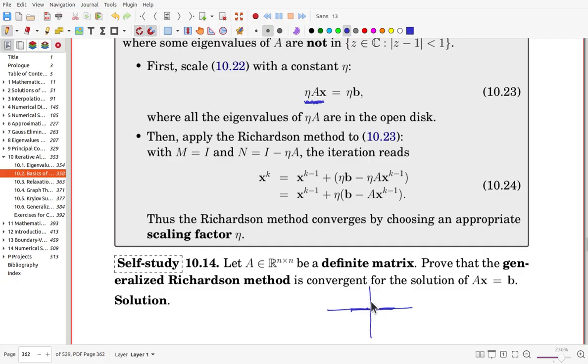Here, with the vertical axis in the complex plane, the eigenvalues are only on one side, either this side or the other side. But definite means that, in fact, the real eigenvalues are all positive or all negative. Then we say it is a definite matrix. For such a matrix, you can choose eta appropriately to get a convergent generalized Richardson method. You can do it yourself.